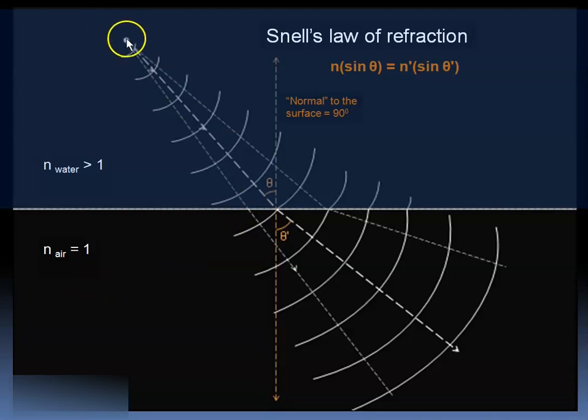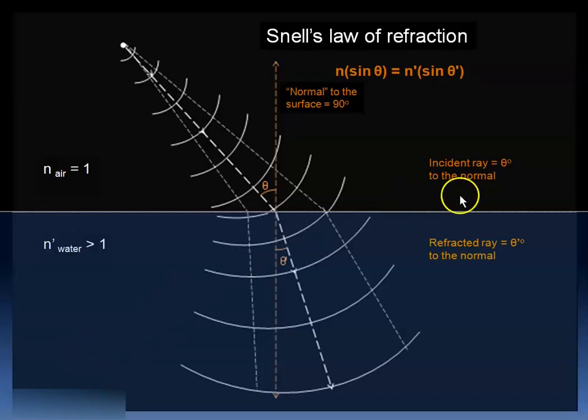Here we see a situation where the light is originating in the water medium, and it's going through a boundary, exiting into the air. Note that here the angle to the vertical was smaller than it is after it enters the air medium. In other words, the direction of light is bent away from the normal, as they say.